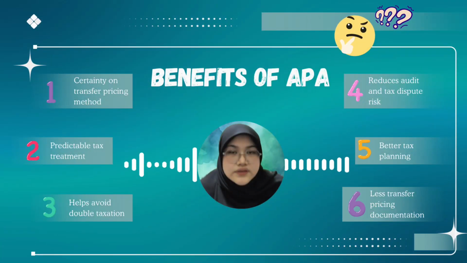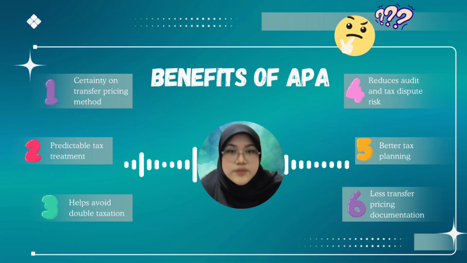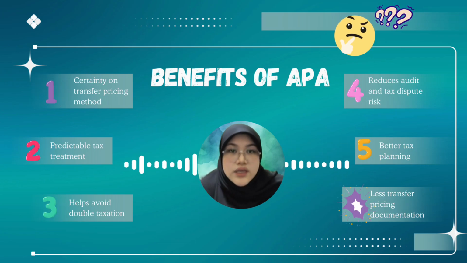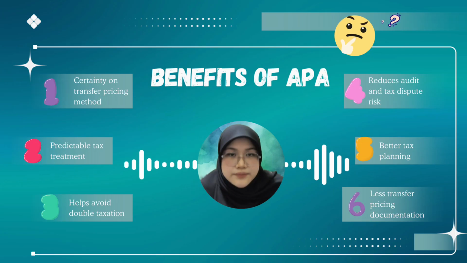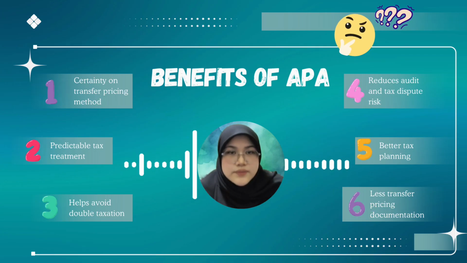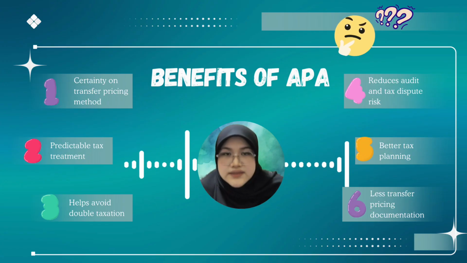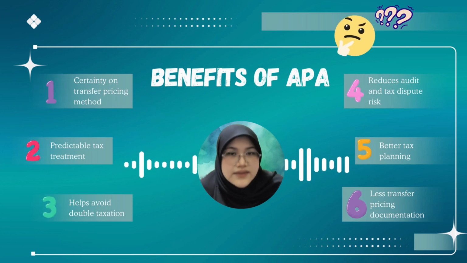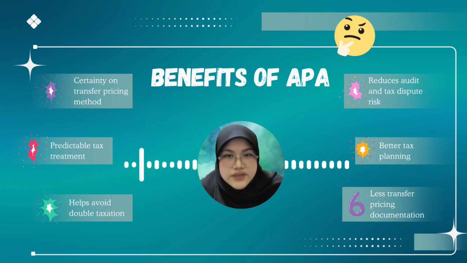An APA gives certainty to the company about the transfer pricing method that should be used. This makes the tax treatment of related party transactions more predictable. APA also helps to avoid double taxation, especially for companies dealing with overseas related parties. In addition, it reduces the risk of transfer pricing audits and tax disputes with the tax authority. With APA, companies can plan their tax costs better and reduce the burden of preparing too much transfer pricing documentation.